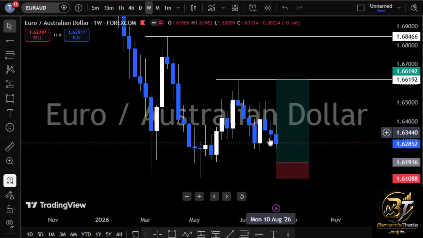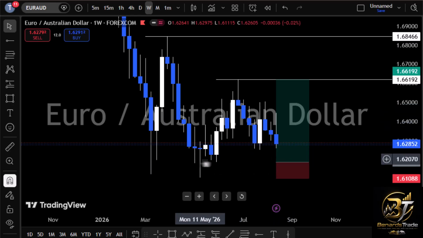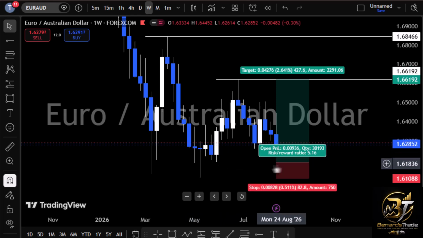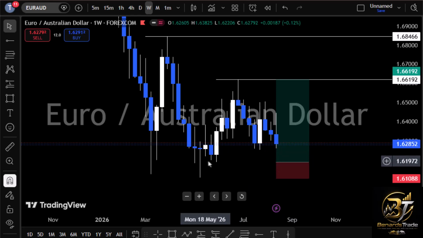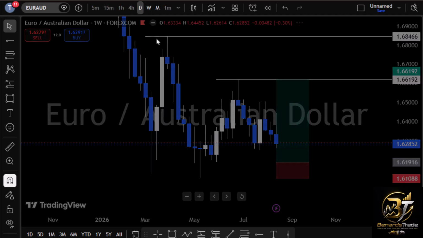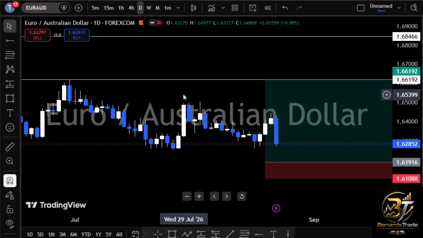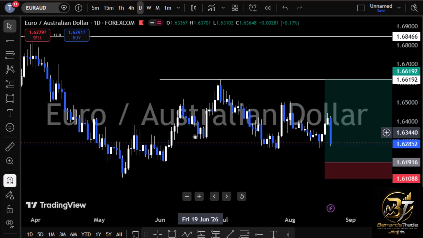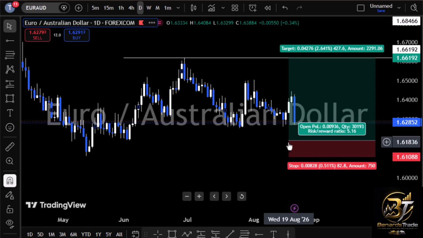So what I want to see is a sweep. If we sweep this liquidity here, then we'll reject to the upside. Now, the daily and the 4 hours are really looking good. This is how the daily looks like. So my entry is here.